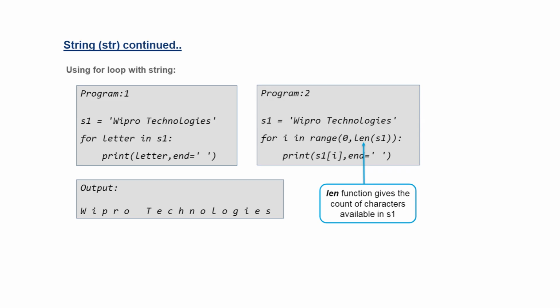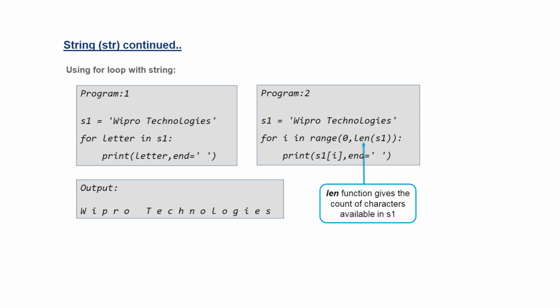it iterates through each character in S1 directly. A letter takes the value of each character one by one. end equal to single quotation prevents new lines between characters.